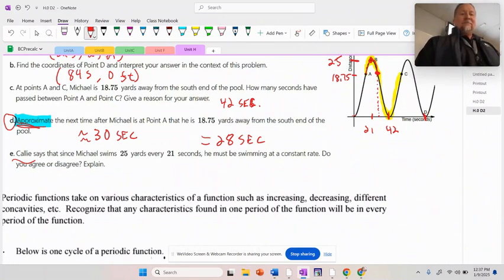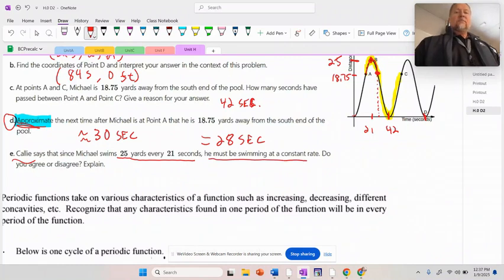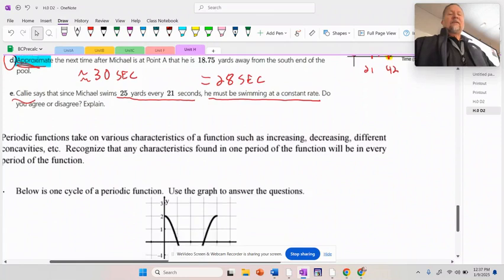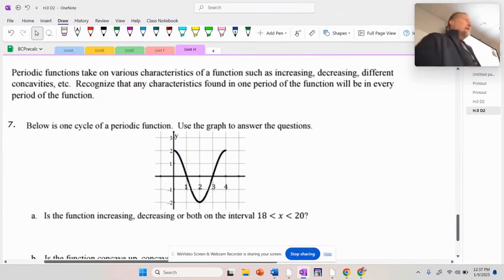All right. It says that since Michael swims 25 yards every 21 seconds, he must be swimming at a constant rate. True or false? Think about a swimmer. Is that true or false? No, literally at one point you're at 0 speed when you hit the wall and come back the other way, right? So you're definitely not, and that's these concavity points. You're increasing at an increasing rate, increasing at a decreasing rate. It's a different context, but you're definitely not a constant swimmer there.